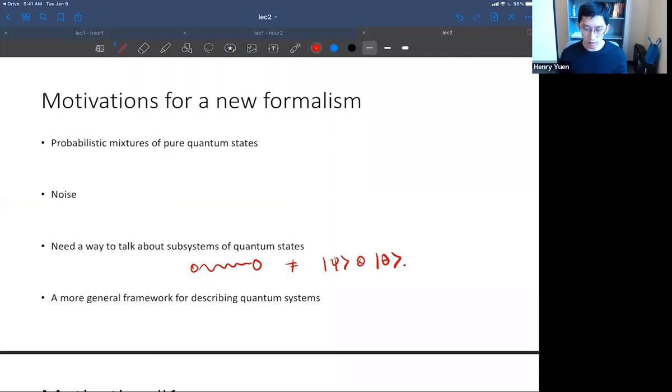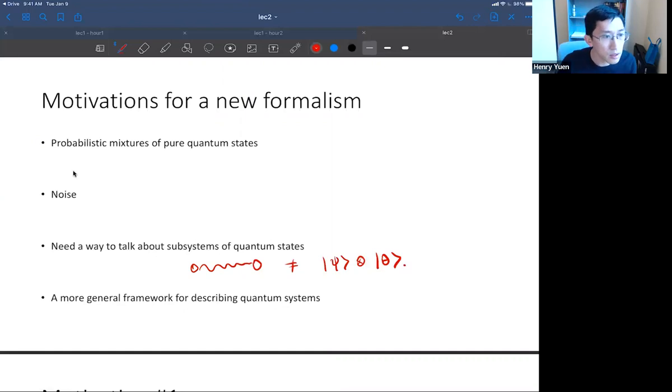And what that means is if you look at just one qubit by itself, let's say the left qubit, there's no pure state that you can assign to the left hand qubit, right? You need some other way of describing it, and that's what density matrices are for. So for all these reasons, we need to introduce this new formalism.